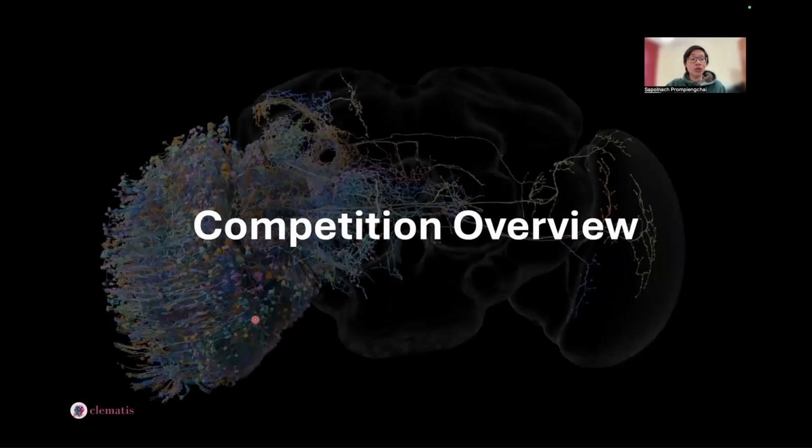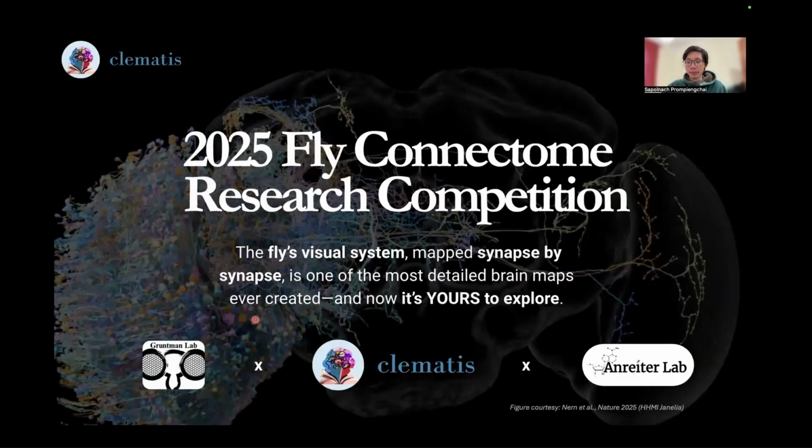Excellent. Now, what is the competition about? Like I said before, scientists very recently have created one of the most comprehensive brain maps that exists out there, and until December 1st, you will be able to explore one of the most detailed brain maps ever created. And it's hosted by my nonprofit called Clematis, which aims to empower the next generation of researchers. And hopefully we have made this as accessible as it can be.